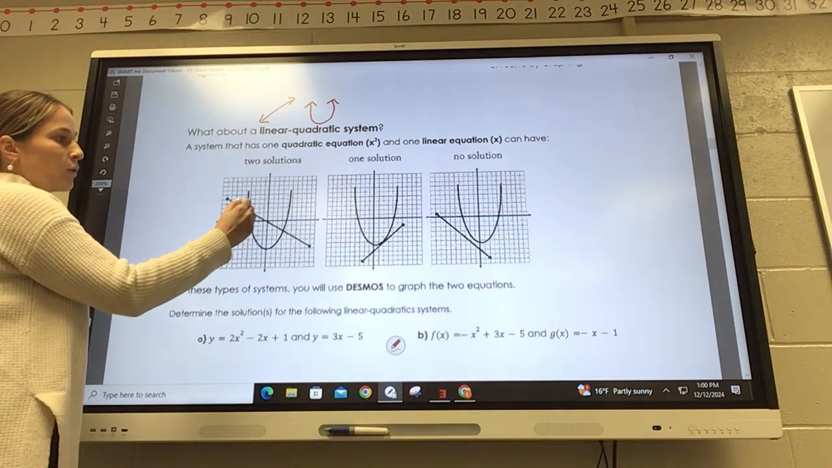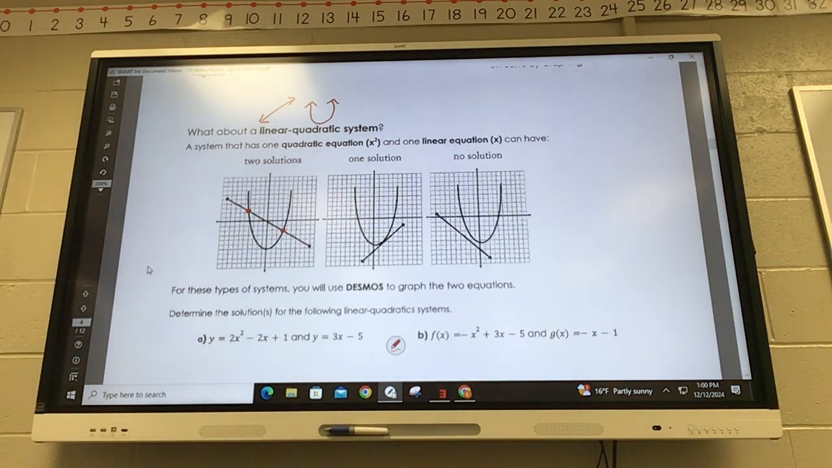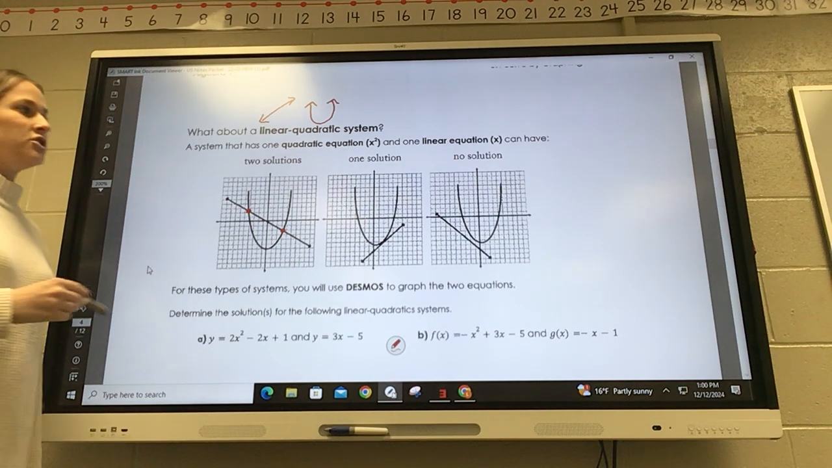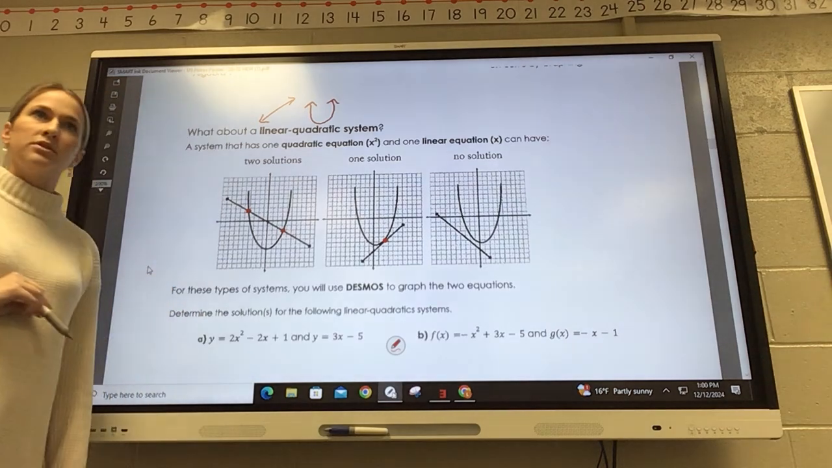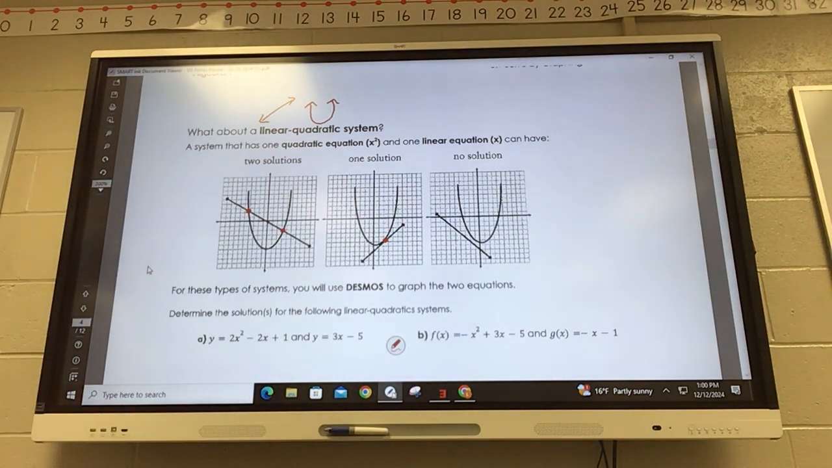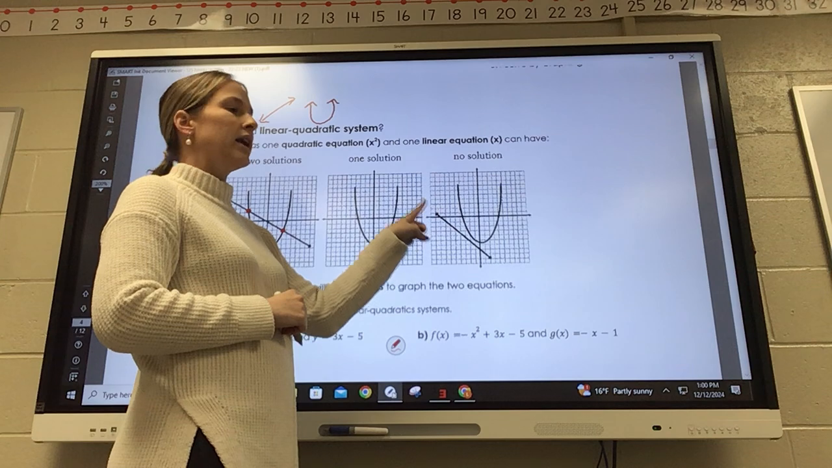You could either have where they cross two places. That would mean you have two solutions or two ordered pairs. If it just scrapes the bottom and you have 1 point, which on Desmos that would be a lot more obvious to find. Desmos will pop that point up for you so you can click on it really well. That would be one solution. Or your line could miss your parabola and they may not touch at all.